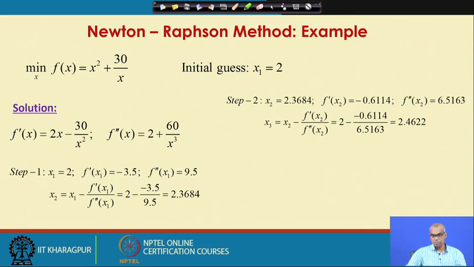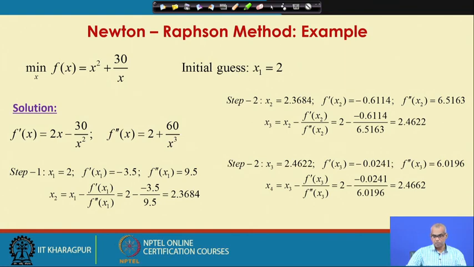In the second step, we have the starting point as 2.3684. So, we find out the first derivative and second derivative at this point and obtain the next improved point x 3 as x 2 minus f prime x 2 divided by f double prime x 2, which is obtained as 2.4622. Note that this is very close to the true stationary point.